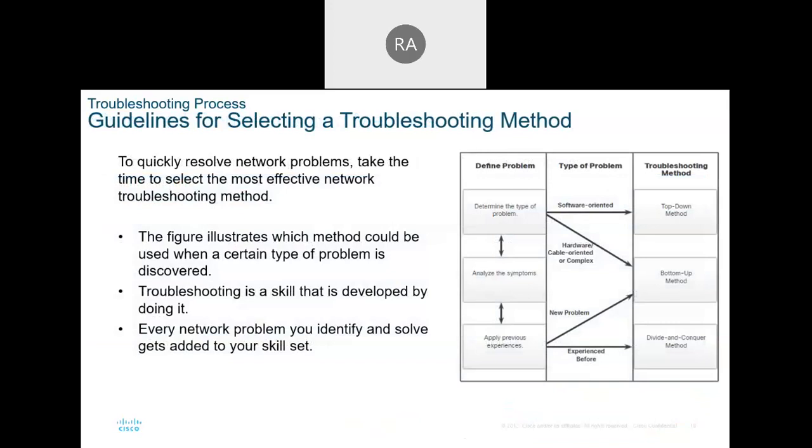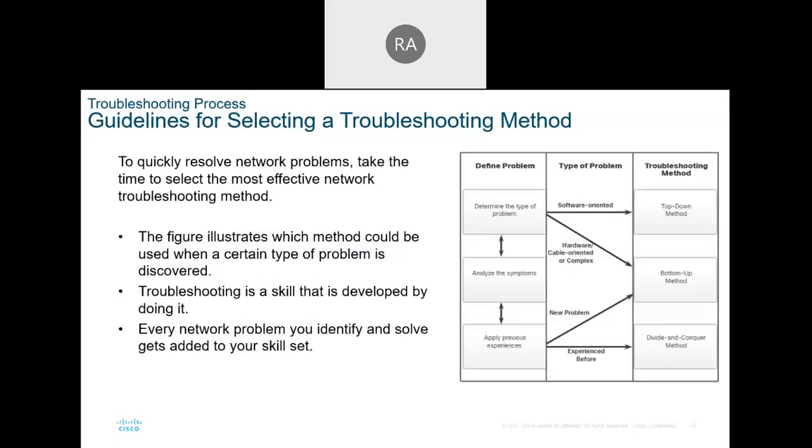So now we have talked about different types of troubleshooting. What are the guidelines for selecting a troubleshooting method? To quickly resolve a network problem, take time to select the most effective network troubleshooting method. So how do you know whether you're going for top down, bottom up, divide and conquer, follow the path? Sometimes you have to combine all. That's my preference, divide and conquer. When you start from layer 3, I'll come there.